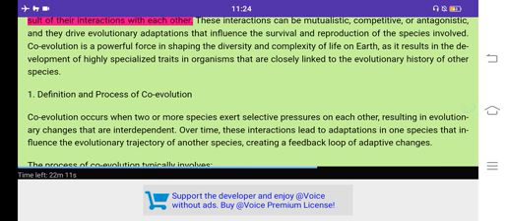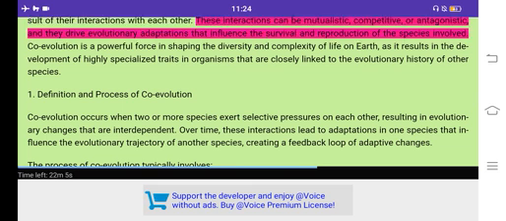Coevolution refers to the reciprocal evolutionary changes that occur between two or more species as a result of their interactions with each other. These interactions can be mutualistic, competitive, or antagonistic, and they drive evolutionary adaptations that influence the survival and reproduction of the species involved.